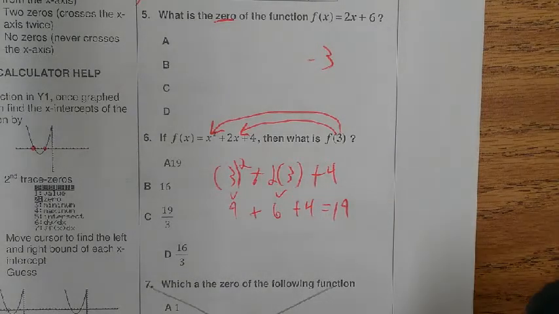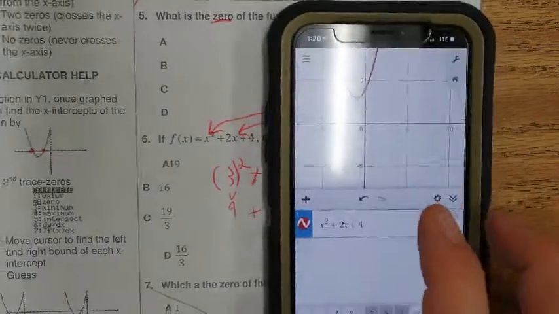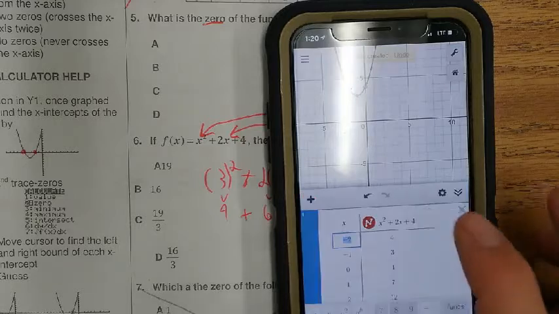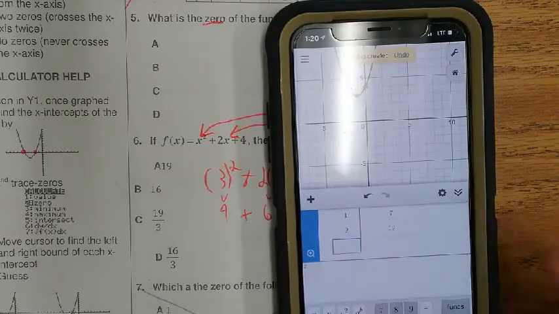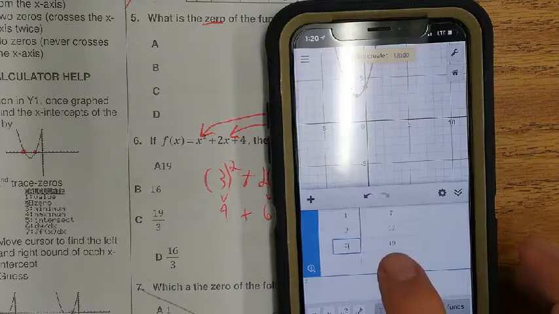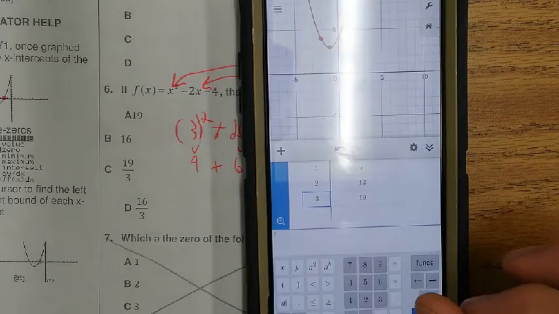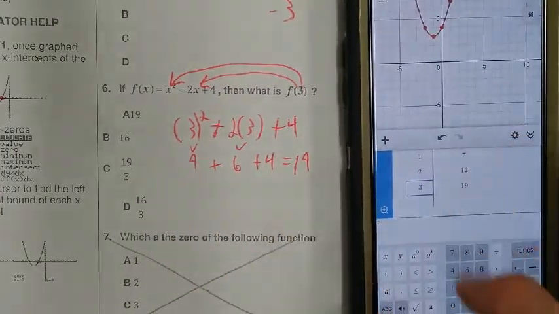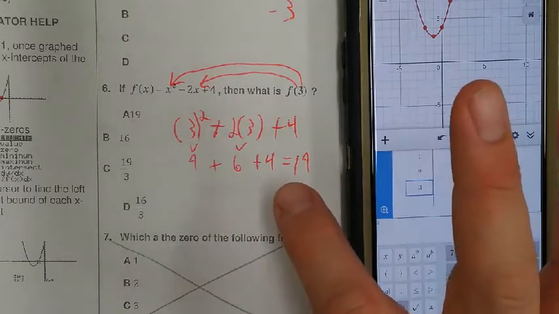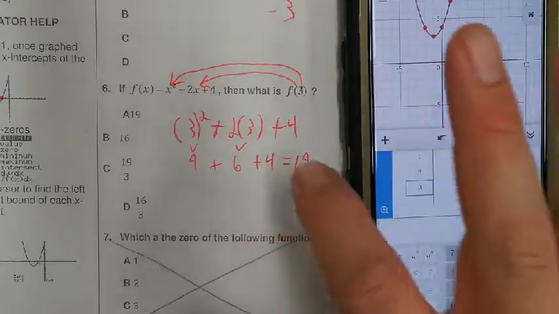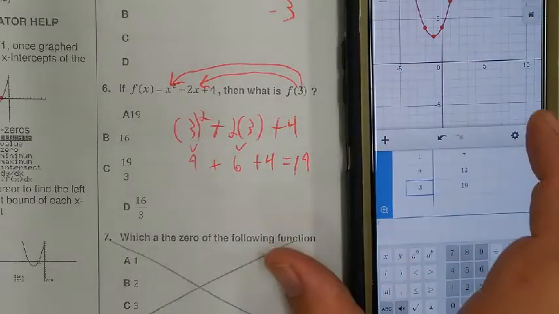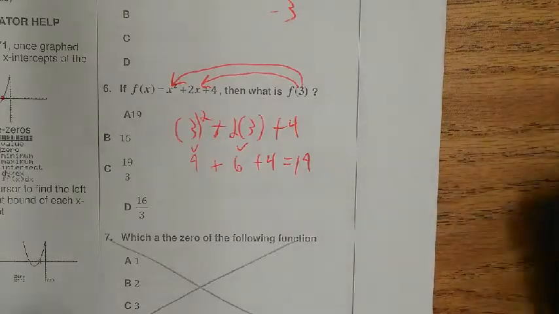Or you could have also done where you typed it in Desmos. You could have done that, then press this gear button, looked for 3. There is no 3, so we've got to type it in, and you get 19. Whichever method makes you happy, whichever method you'll remember. They are both easy. But some people don't want to do any math at all. Desmos makes it where you don't have to actually do math. You just type it in. All right.